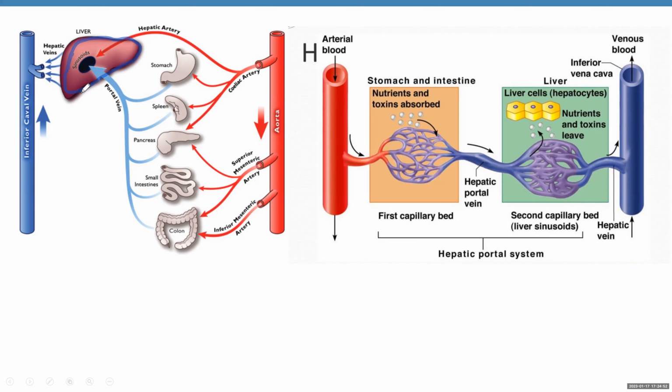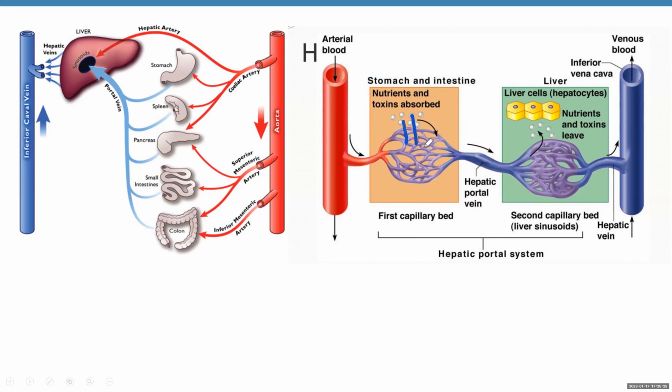So the liver will store some nutrients. It will remove maybe some toxins from your blood, and that clean blood moves from the liver through the hepatic vein to the inferior vena cava and then to your heart, right? So here we go to the stomach and intestine, so show these blood vessels.